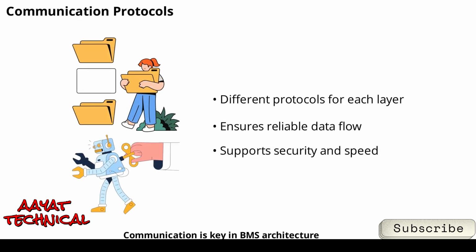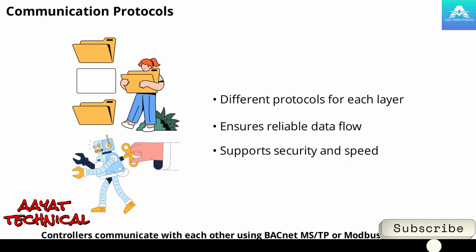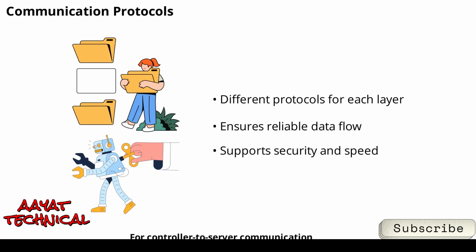Communication is key in BMS architecture. Different layers use different protocols to ensure reliable data exchange. Field devices use analog or digital I/O to talk to controllers. Controllers communicate with each other using BACnet MSTP or Modbus RTU. For controller-server communication, BACnet/IP and Modbus TCP/IP are common, while servers and clients often use web-based protocols like HTTP or HTTPS. Choosing the right protocol for each layer is essential for compatibility, speed, and security.